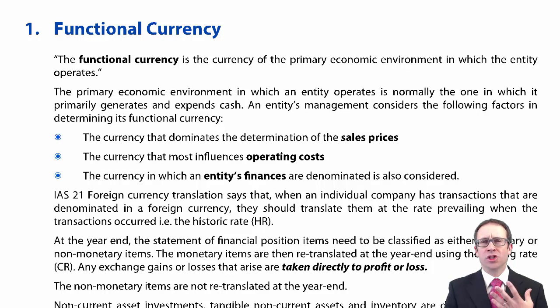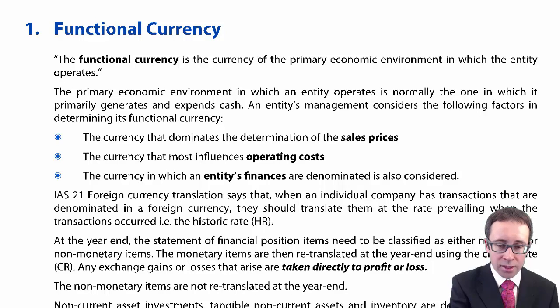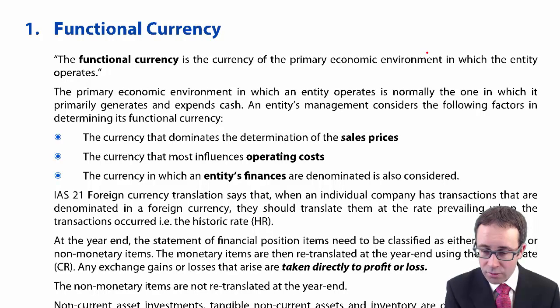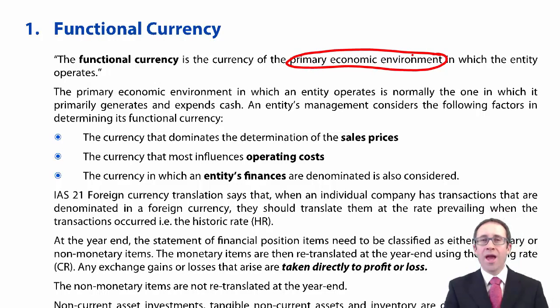And we have specific rules about what the functional currency is, with guidelines on how to go through and determine it. First of all, it gives us the definition of what the functional currency is. It's the currency of the primary economic environment where we operate. So it's the currency where you P. Okay, so primary economic environment, P double E.